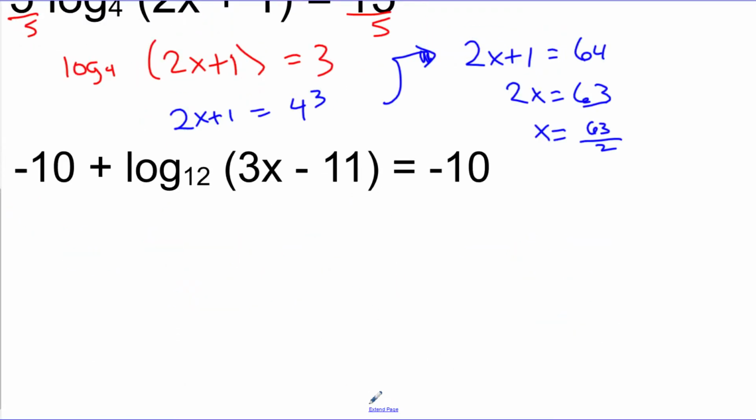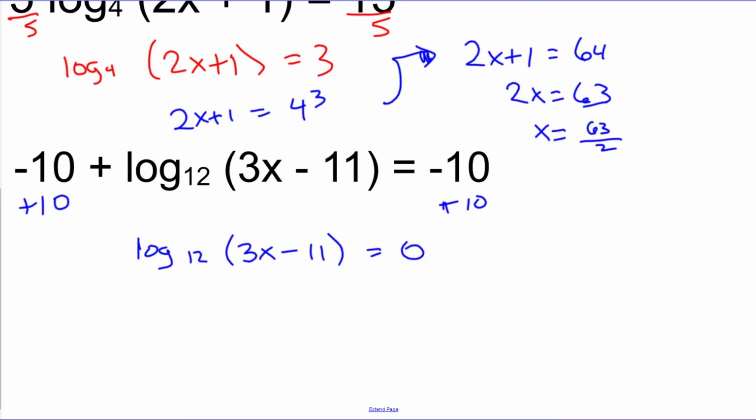So moving down to the next one, we've got to be careful. This has got a plus sign before the log now, so this is actually negative 10 being added to the log. So to get rid of a negative 10, I'm going to add 10 to both sides, okay? And now it says log base 12 of 3x minus 11 is equal to 0.